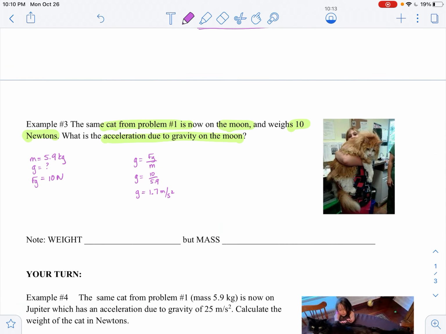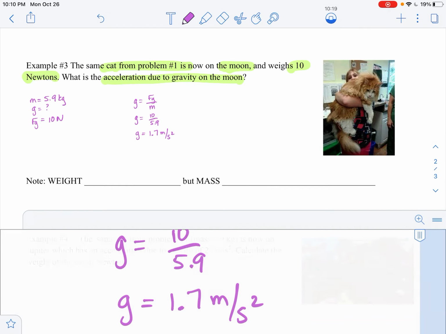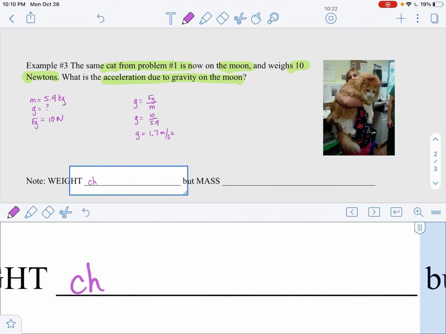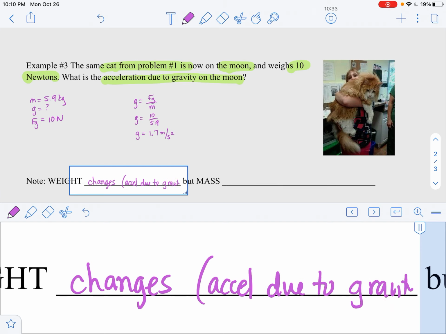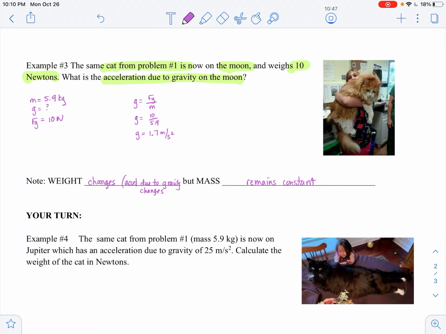All right, last thought for today. The weight of an object can change because acceleration due to gravity changes, but mass always remains constant. All right, let's say that one more time. The weight of something can change, but the mass is always going to remain constant.